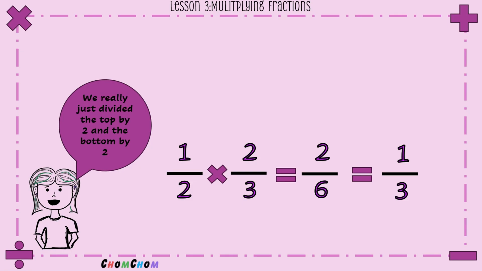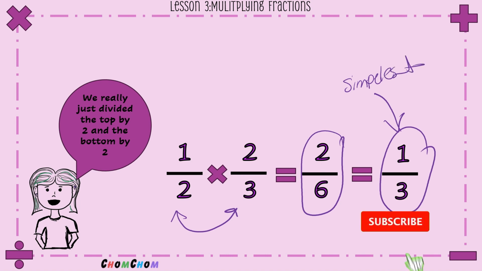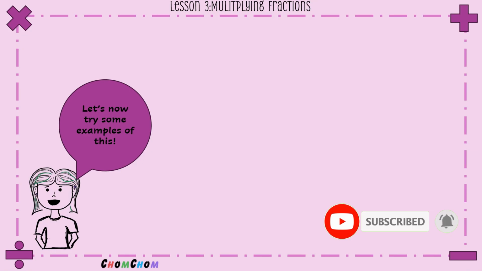We really just divided the top by 2 and the bottom by 2. So we can see that 1/2 times 2/3 equals 2/6, which actually equals 1/3. And the 1/3 is called the simplest form. Okay, so now let's try some examples of this.